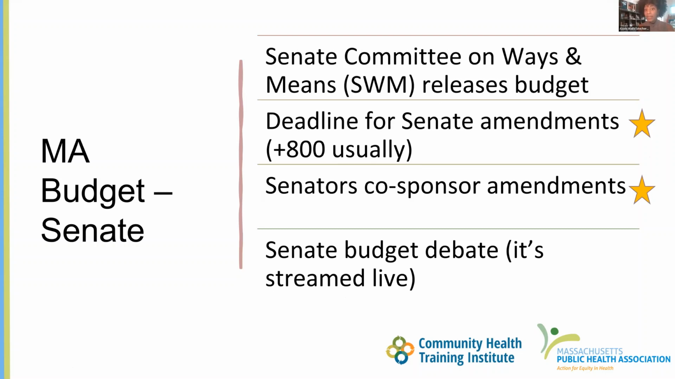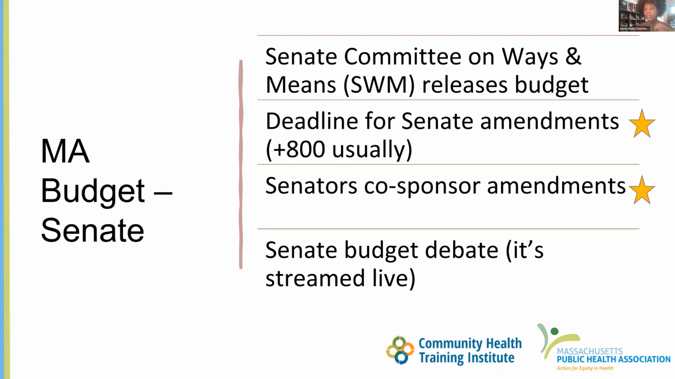So when May comes around, after the House has finalized their budget, the Senate Committee on Ways and Means will release their draft budget. Then there will be the deadline for Senate amendments. Because there are fewer senators, we again have 40 state senators as compared to our 160 state House representatives, there are usually a little over 800 amendments for the Senate budget. Then senators have an opportunity to show their support for amendments by co-sponsoring. And then there's the Senate debate before that budget's finalized.